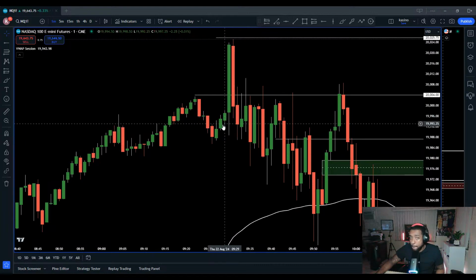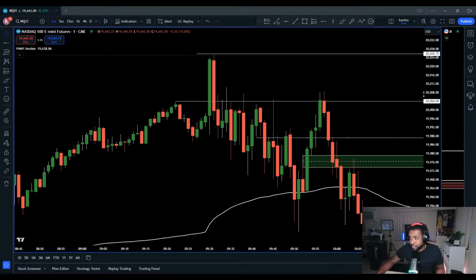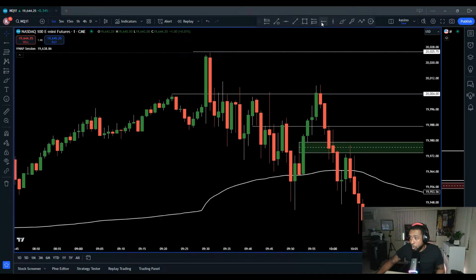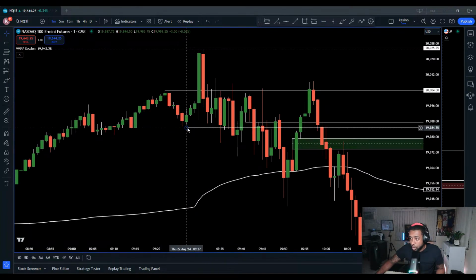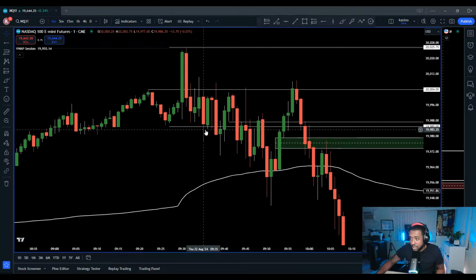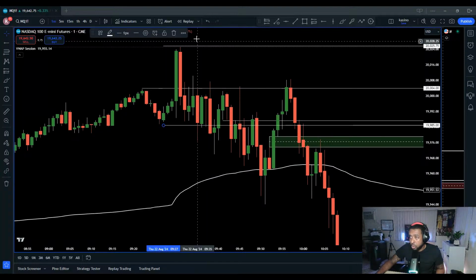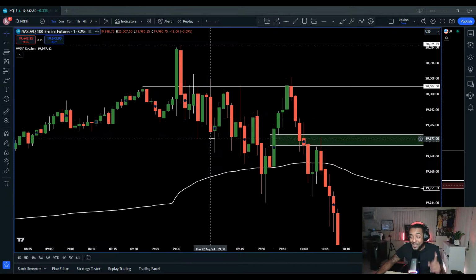I'm waiting patiently for the first fair value gap that gets formed. I'm waiting for a close below this candle. I see no close. Then, bam, I finally see a close. So now I'm like, okay, cool. We got a close below this low. So I'm looking for the first fair value gap.